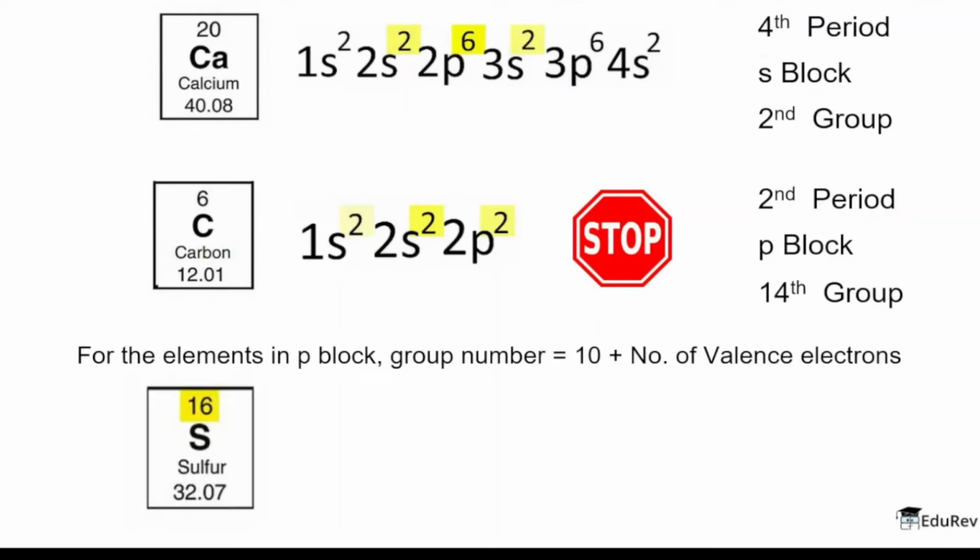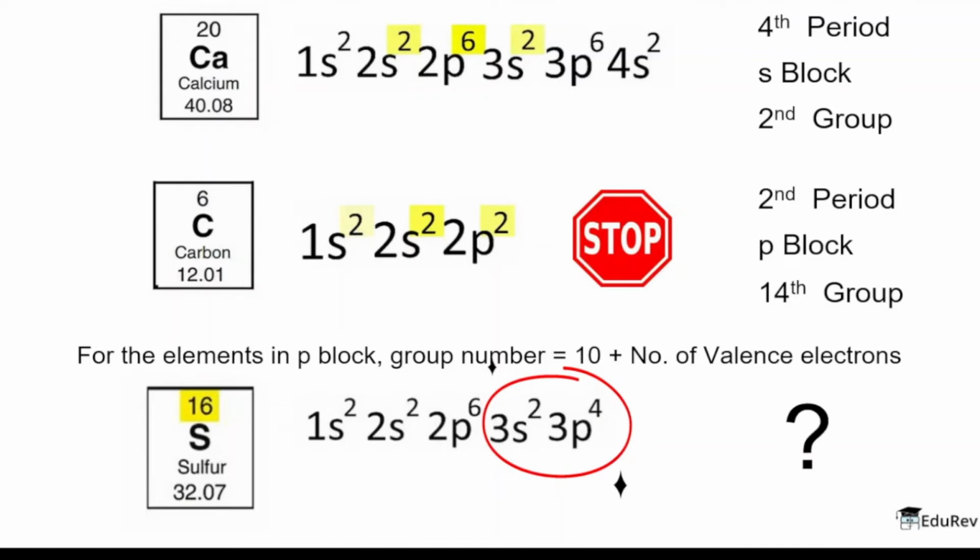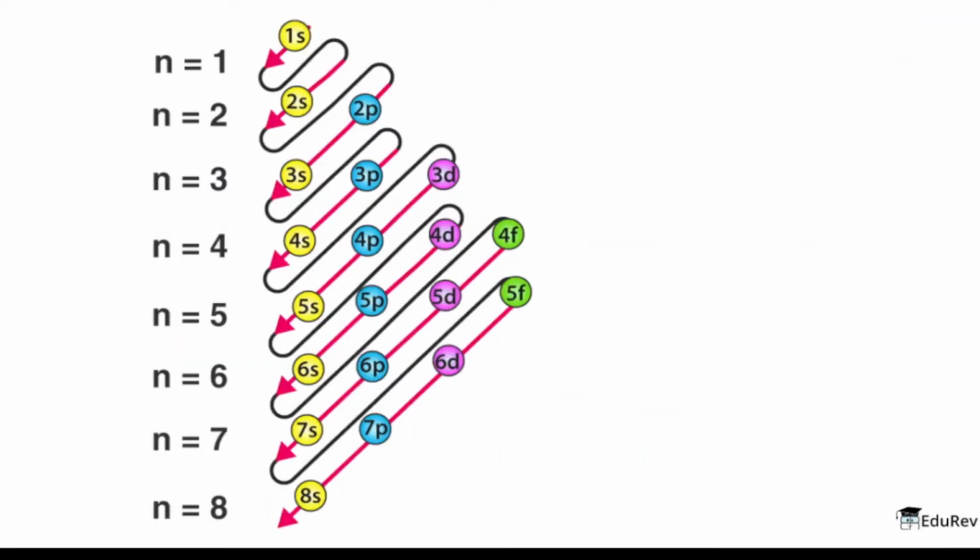Now I have one question for you. Sulfur has electronic configuration which looks something like this. You have to come up and give me the answer as to what is going to be the period, block and group number. Now I hope all of us remember this series of filling the electron in various subshells. If not, you will have to brush up your knowledge of the first unit, which is the structure of atom.